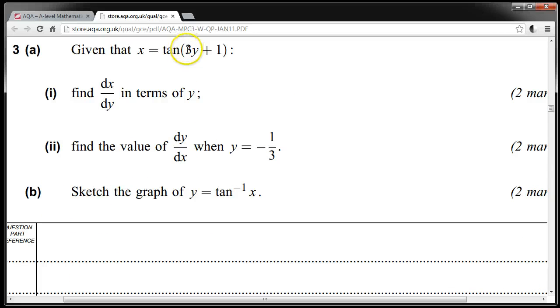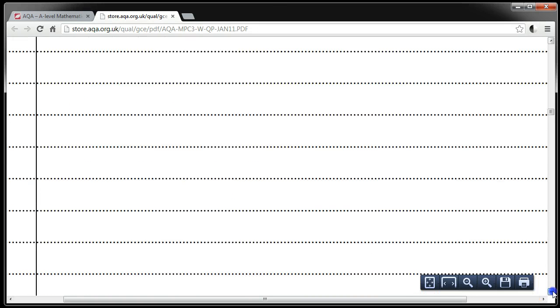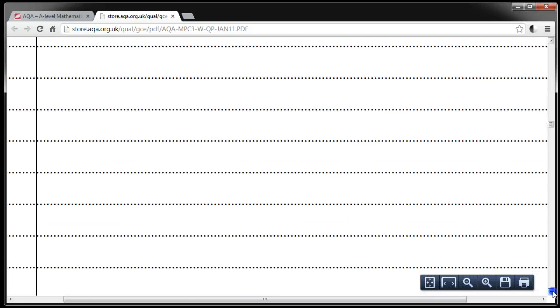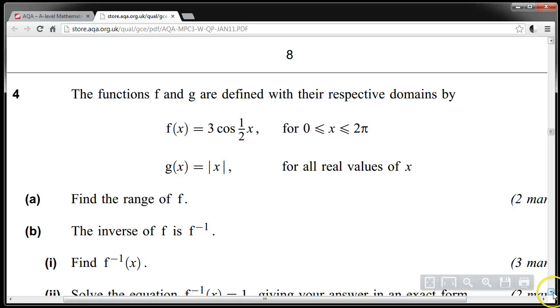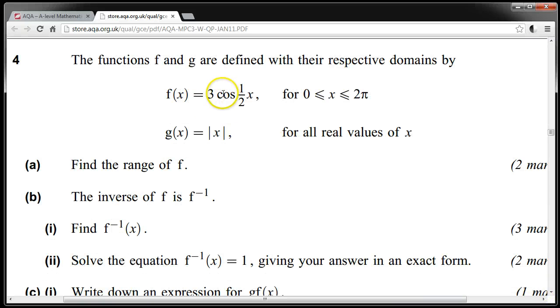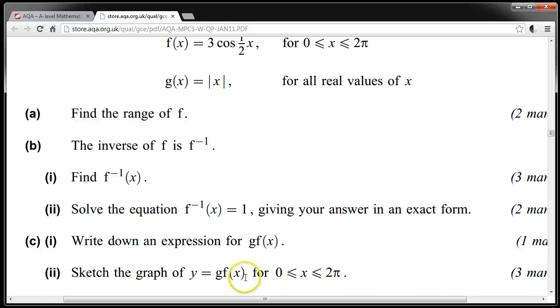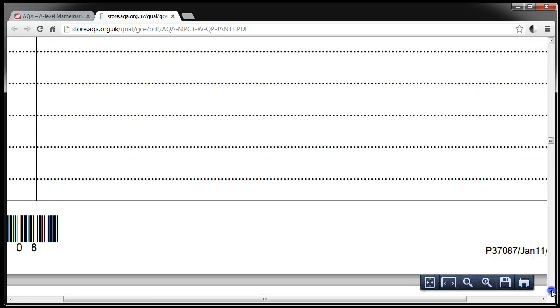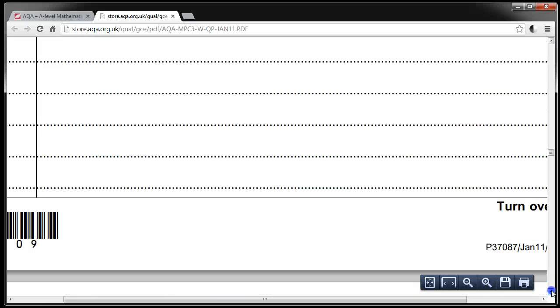Here's implicit function, differentiation, input a value and sketch the graph. Nice question, easy to do, double quick time in doing it. So that's a good question. Number 4 then, let's have a quick look at that. Here we go. f and g, range of f, inverse of f(x). Yes, solve this equation. Write down an expression for g of f. So it's a long question, many parts, but each part is really not that bad. So yes, it's slightly tedious, but not quite as tedious as the iteration one in some ways. But there's not much in it actually, when you think about it.